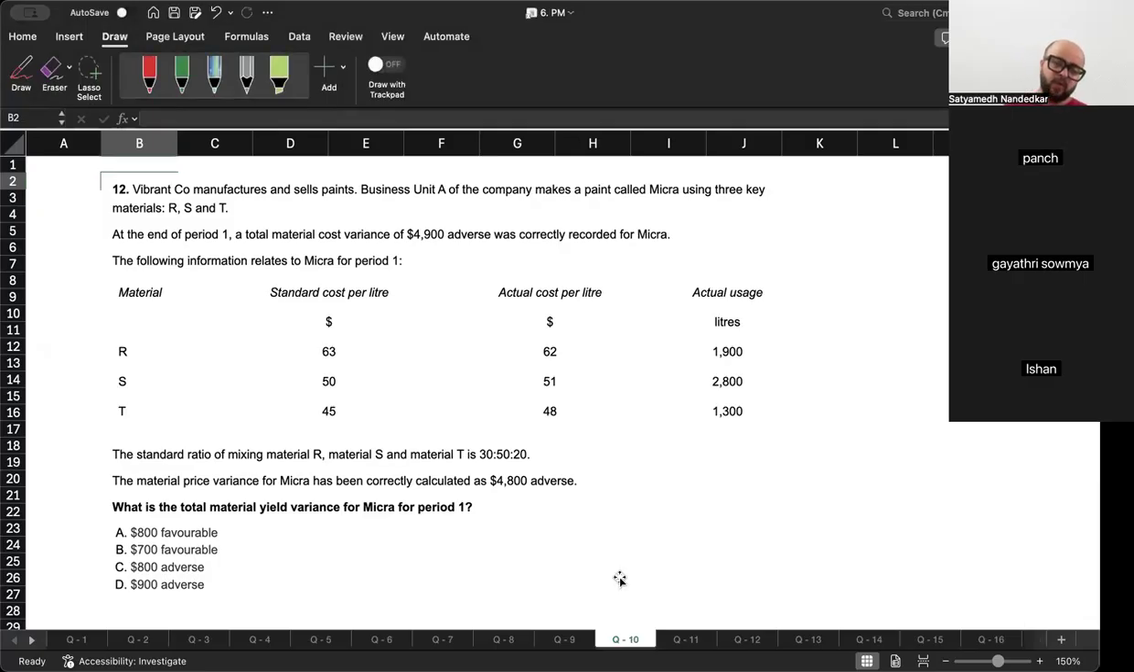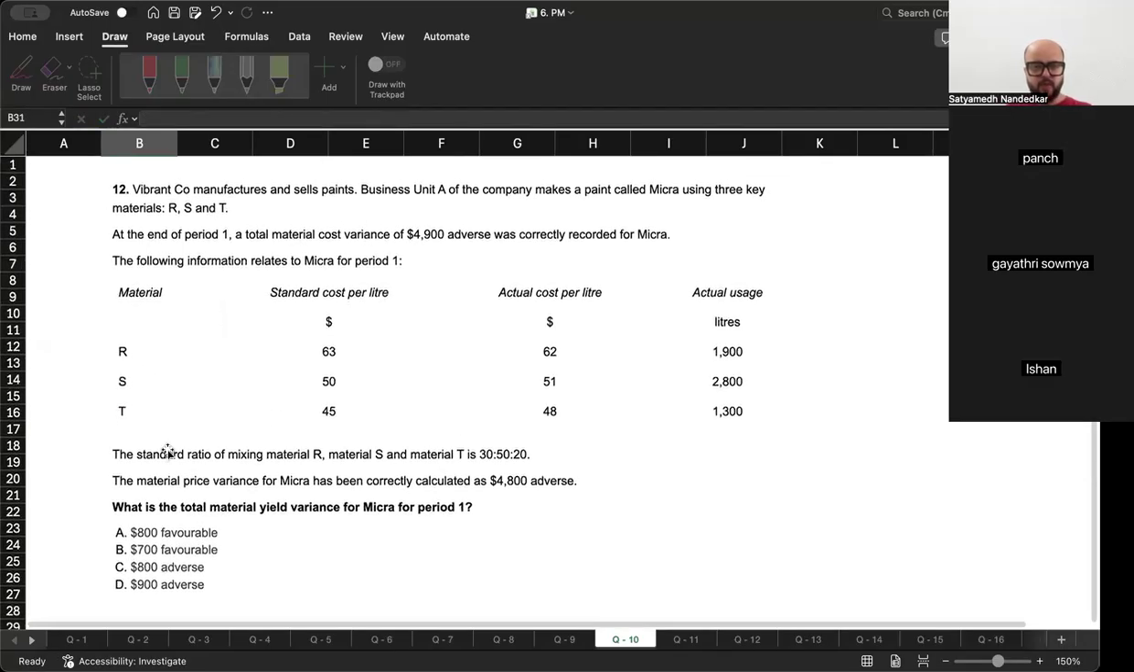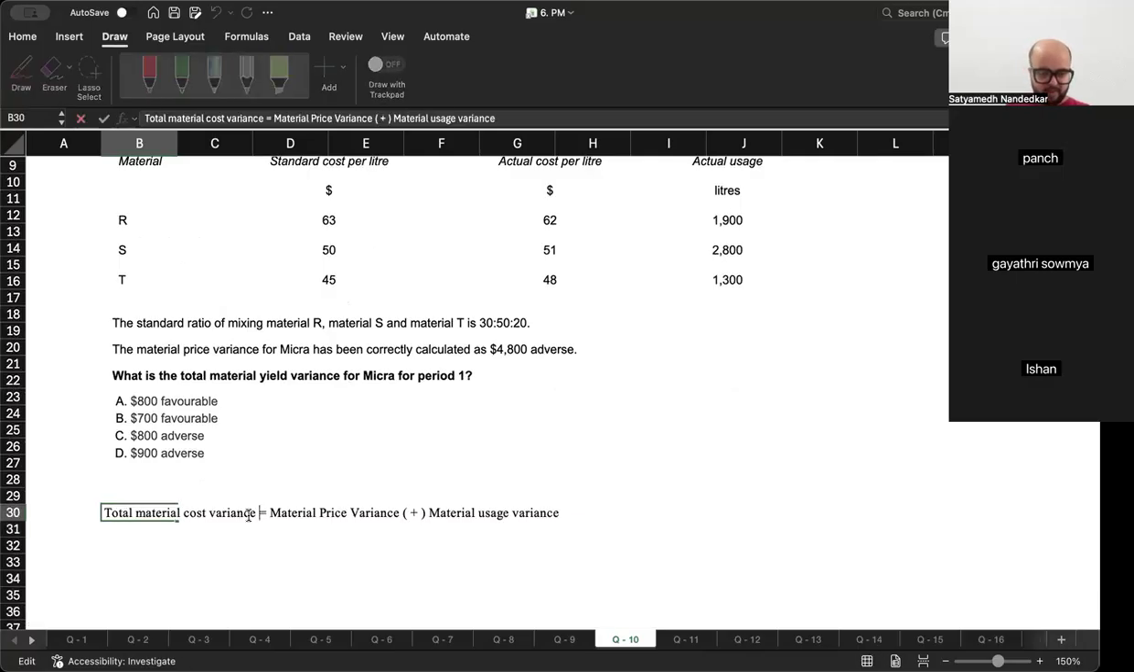Now, look at this one. They have asked you to calculate total material yield variance for Micra. Vibrant manufactures and sells paints. Business unit A of the company makes a paint called Micra using three key materials R, S, T. At the end of period 1, a total material cost variance of 4900 adverse was correctly recorded for Micra. Total material cost variance. Okay. Now, total material cost variance is material price variance or material rate variance plus material usage variance. And how much is it? It is 4900 adverse.